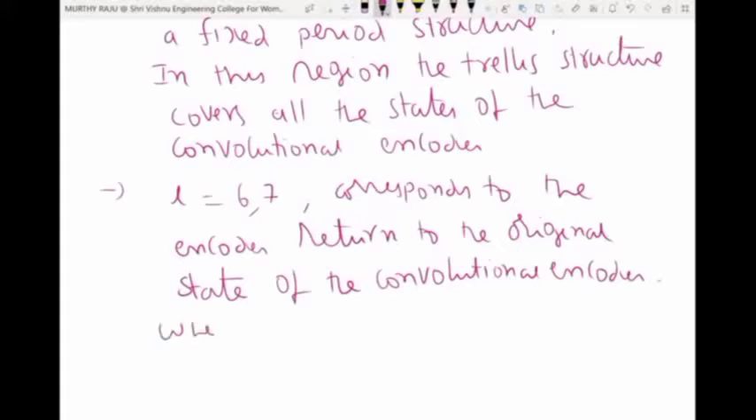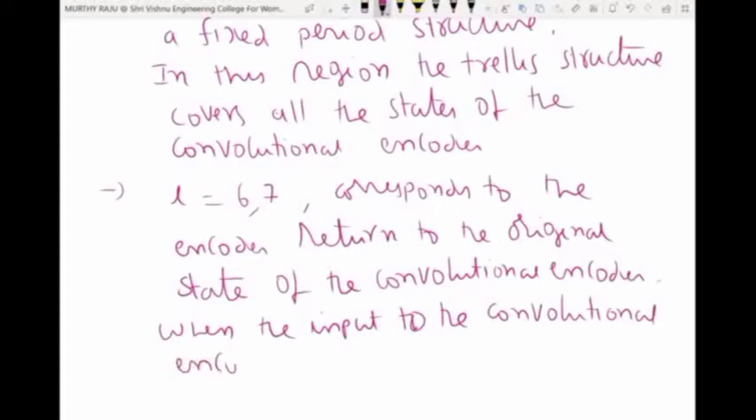When the input to the convolutional encoder are zeros.